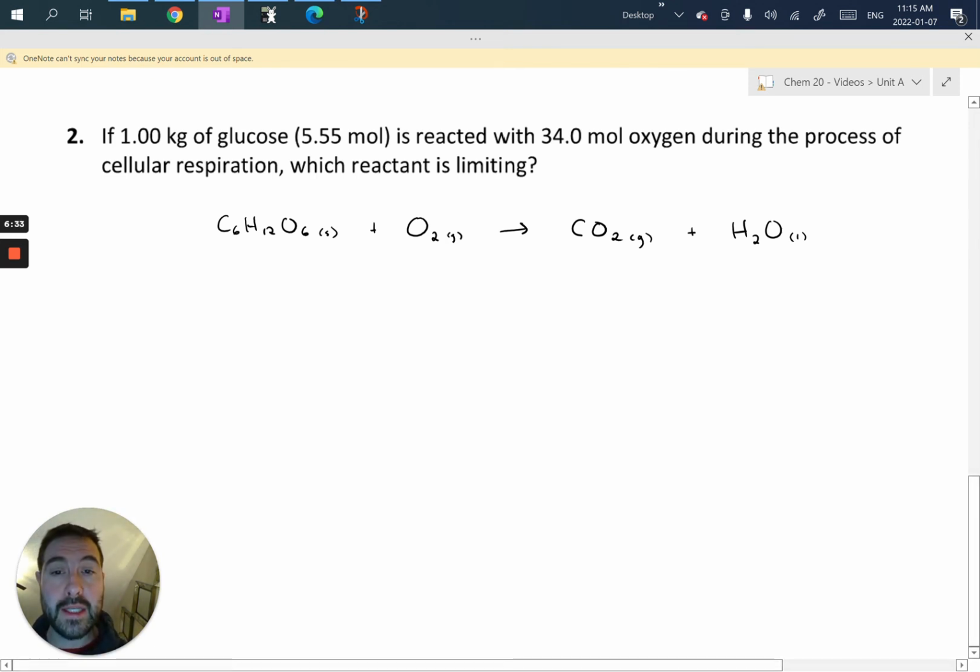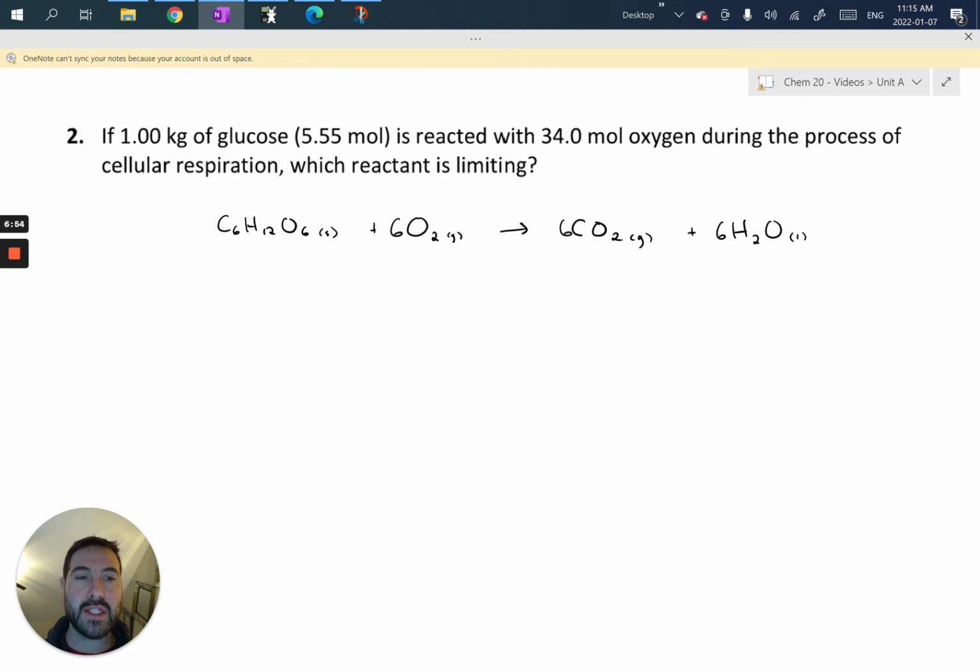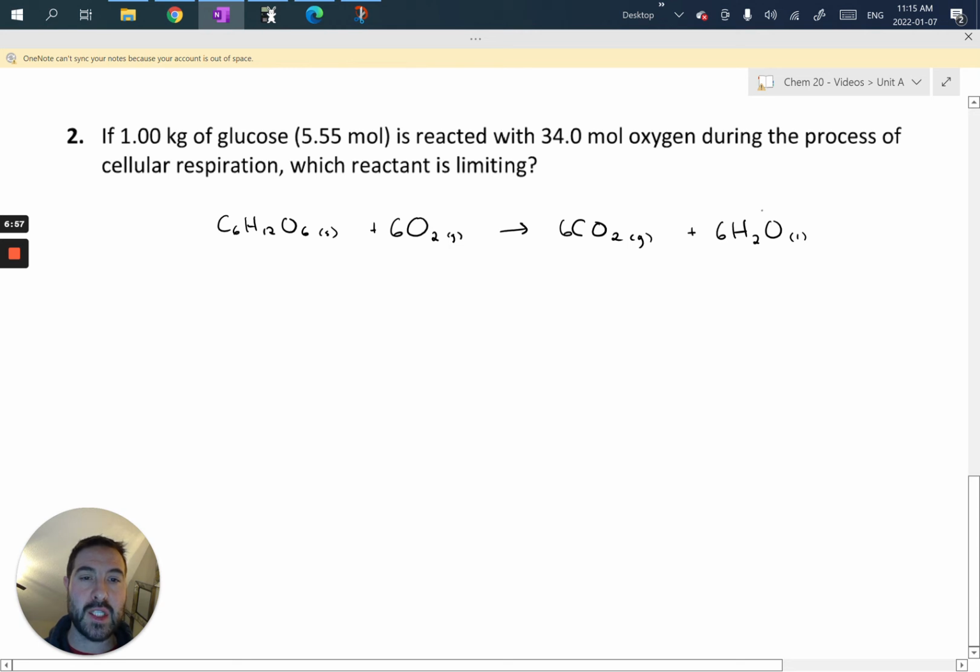I'm going to need 6 CO2s. Okay, I'm going to need 6 waters, and then I'm also going to need, I think, 6 more oxygens here. So I have 6 carbons on both sides. I have 12 hydrogens on both sides. On my product side, I have 6 plus 12, I have 18 oxygens. On my reactant side, I have 12 plus 6, I have 18 oxygens. So I'm balanced. You guys probably recognize that chemical equation.